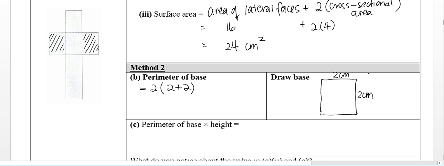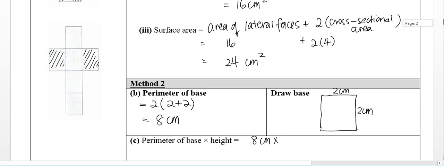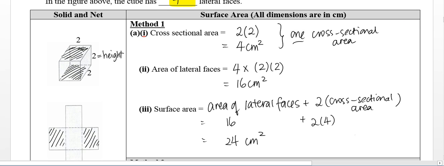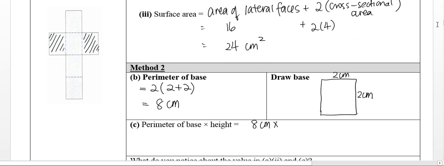There are many ways to find the perimeter of a square. You can say 2 plus 2 plus 2 plus 2. You can say 4 times 2. They all mean the same thing. Okay, I just prefer to write it this way here. So this gives me 8 cm. Now, if I take this perimeter of the base, 8 cm, and I multiply by the height, if you can recall, the height is here, which is another 2 cm, you can realize that this multiplication gives me 16 cm square.